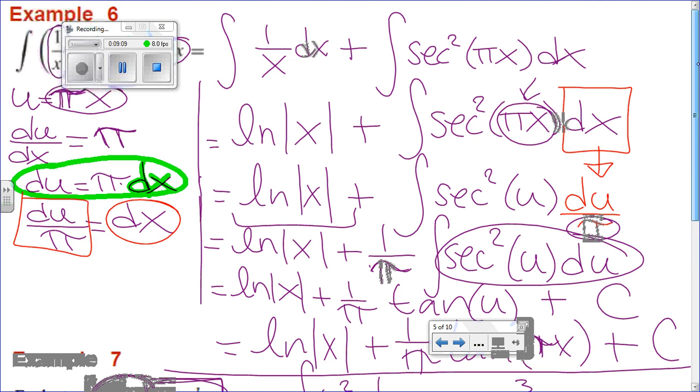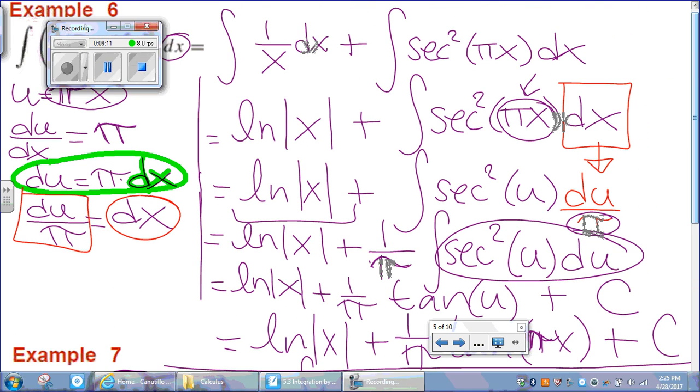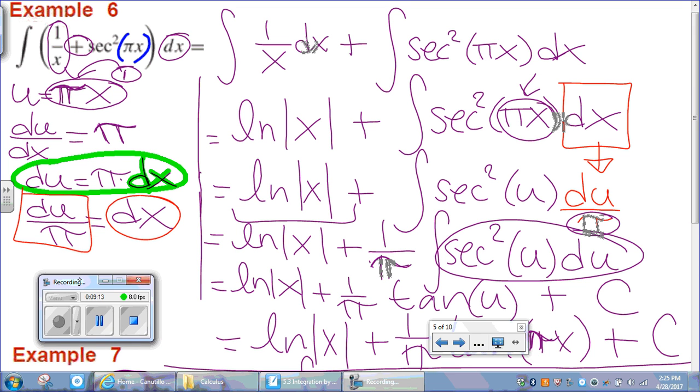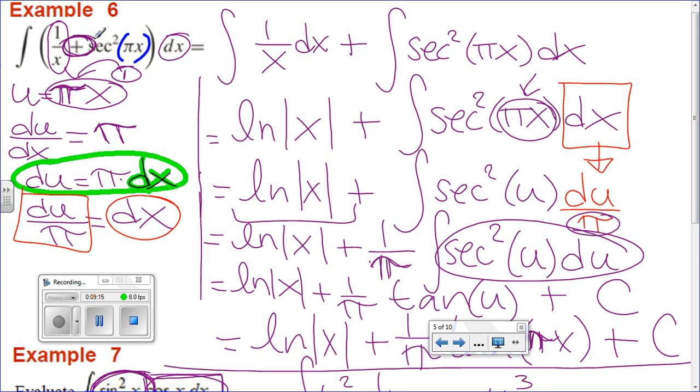Okay, I'm going to go over the first one briefly. So we divided the integral into 2 because we had a plus in between. Then this was an easy integral to calculate because there's a formula attached to it. So this was natural log of the absolute value of x. Now for the other integral, that's what we needed, the u substitution right here.